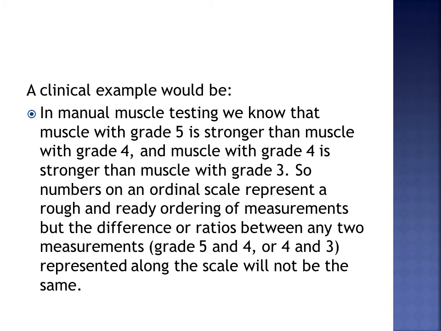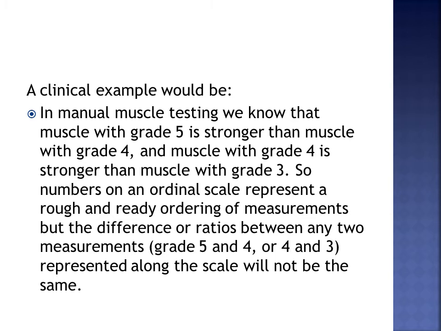All right, so let's have an example. This one is for a clinical setting. In manual muscle testing, we know that a muscle with grade 5 is stronger than a muscle with grade 4, and a muscle with grade 4 is stronger than a muscle with grade 3. So numbers on an ordinal scale represent a rough and ready ordering of measurement. But the difference or ratios between any two measurements, grade 5 and 4 or 4 and 3, represented along the scale will not be the same.